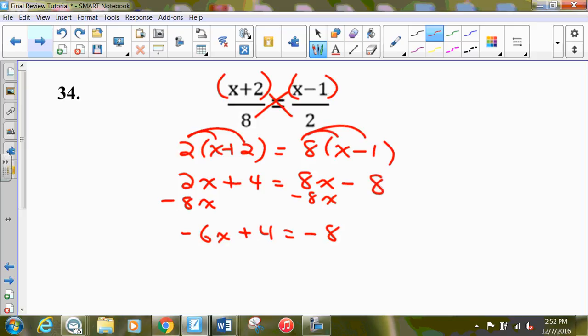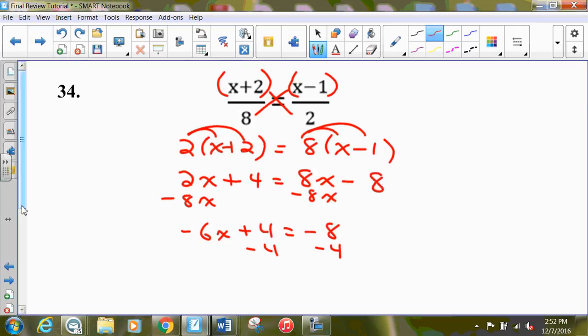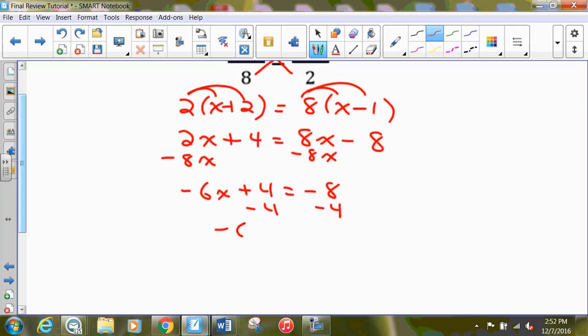The A part is add or subtract. So we're going to subtract 4 from both sides because we want to move it away from the negative 6x. So that's gone. And then the last in DC-GAM, the M stands for multiply or divide. The negative 6 and x are being multiplied together, and the opposite is division. So we're going to divide both sides, and we get that x is equal to 2.